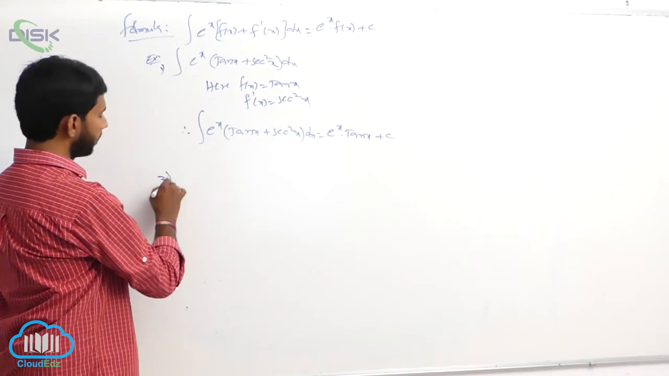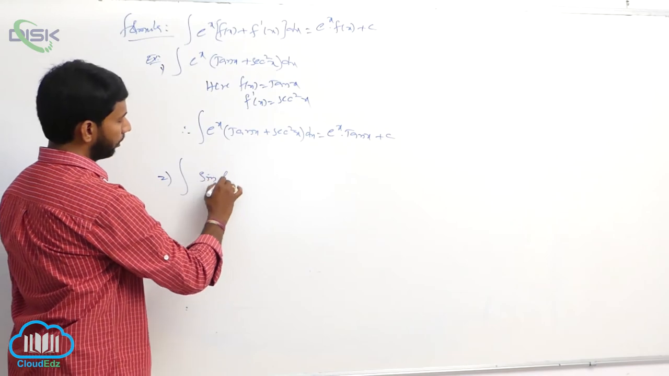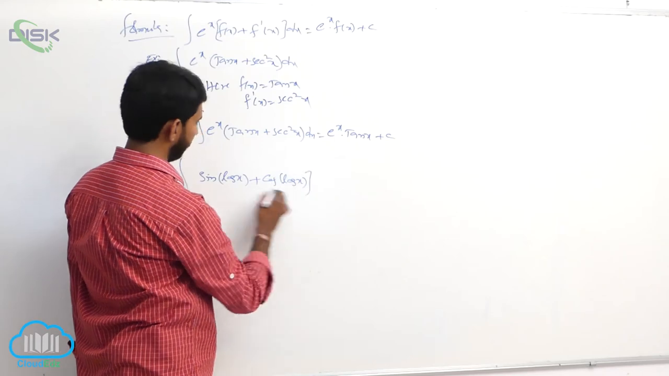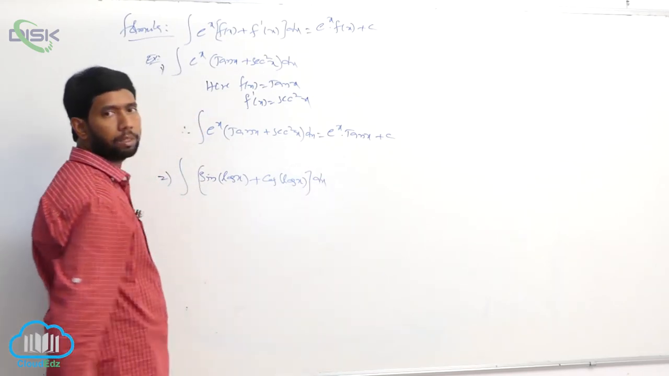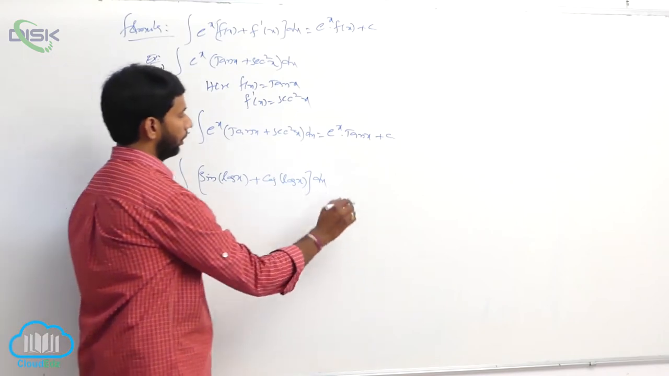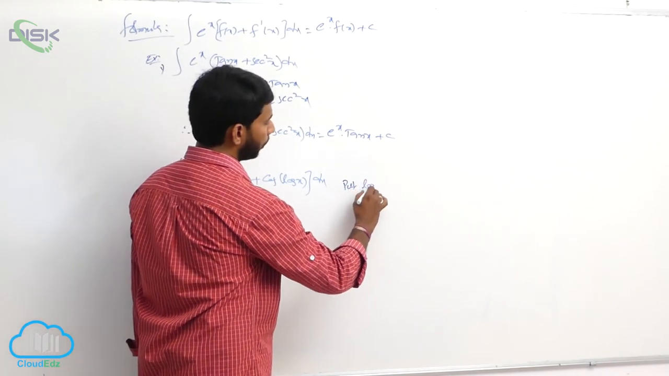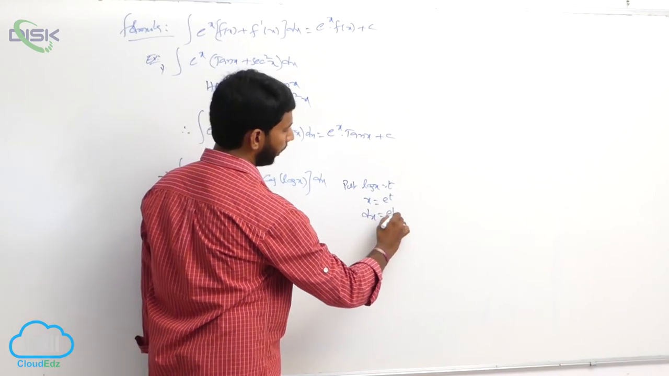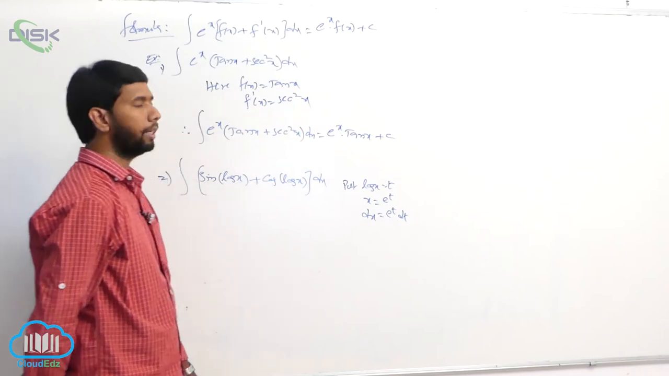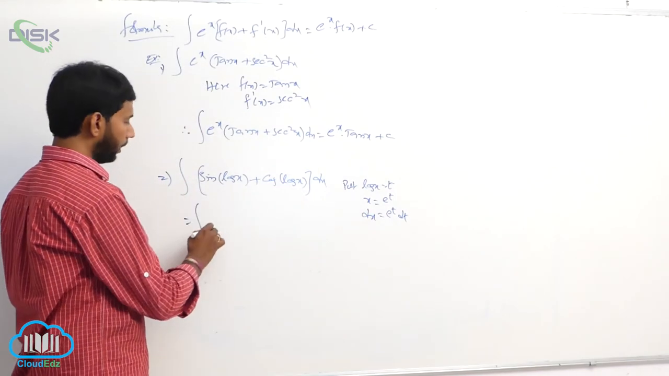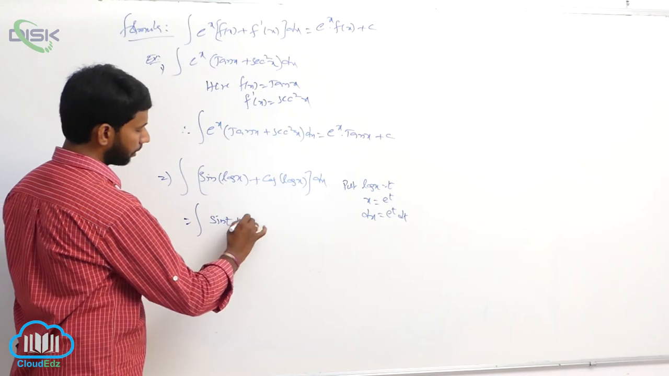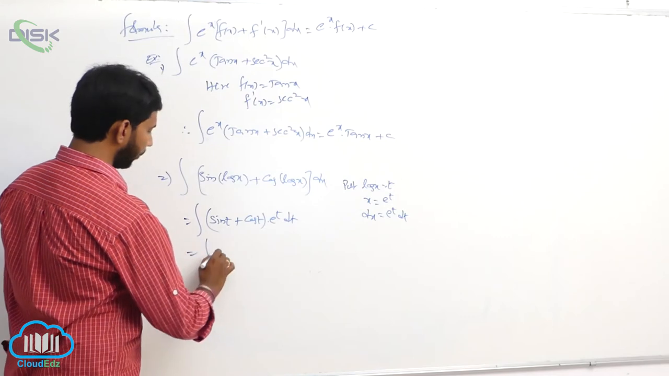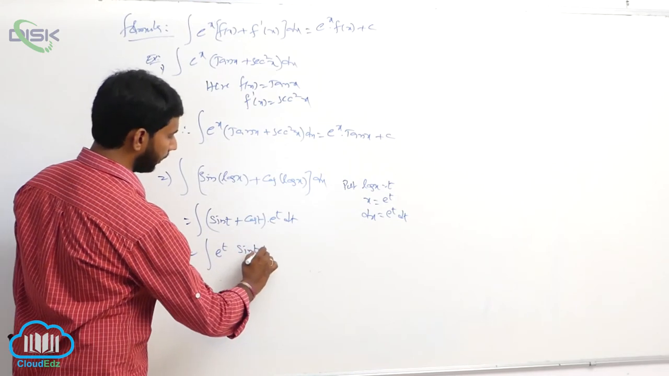And one more example is integral of sine of log x plus cos of log x into dx. Put log x equal to t, that is x is equal to e power t and dx is equal to e power t dt. That is integral of sin t plus cos t into e power t dt. This is of the form e power t into sin t plus cos t dt.